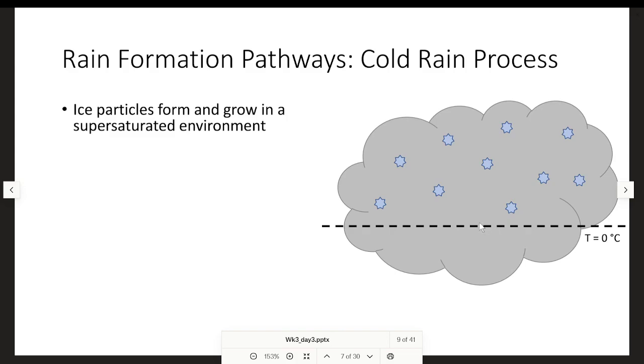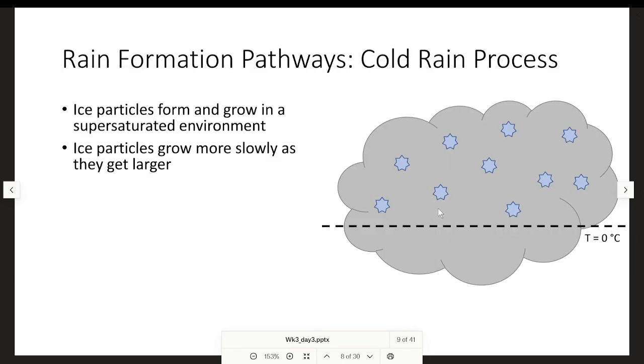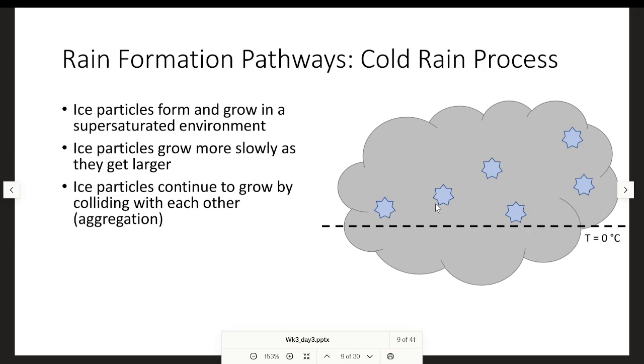Cold rain process, a little different. Ice particles form and grow in a supersaturated environment. This is different because we have ice particles above this Bergeron line. That's what this 0 degree line is called. Ice particles grow more slowly as they get larger. Similarly, ice particles continue to grow by colliding with each other. This is called aggregation. Aggregation is when you have ice particles hit each other. So collision coalescence is for rain, and aggregation is for ice particles.